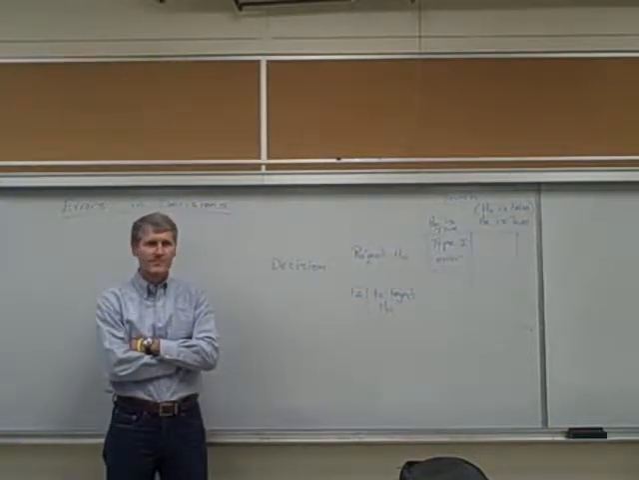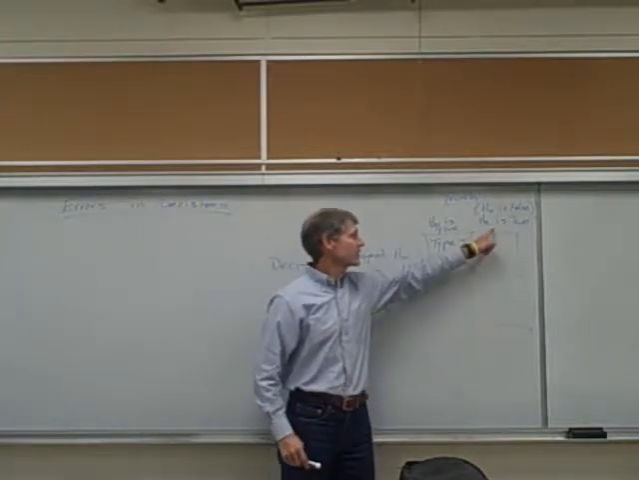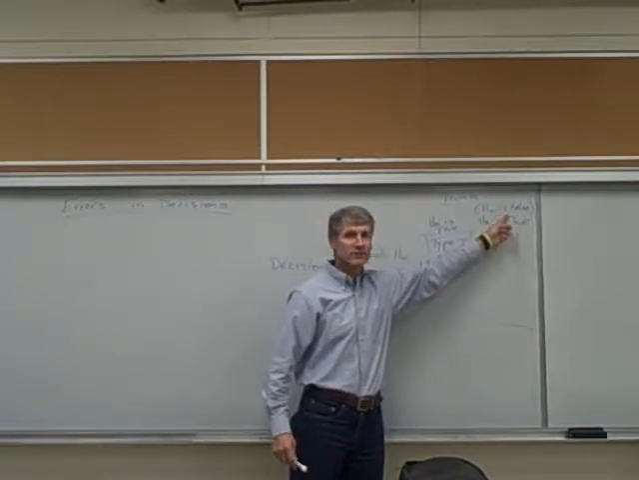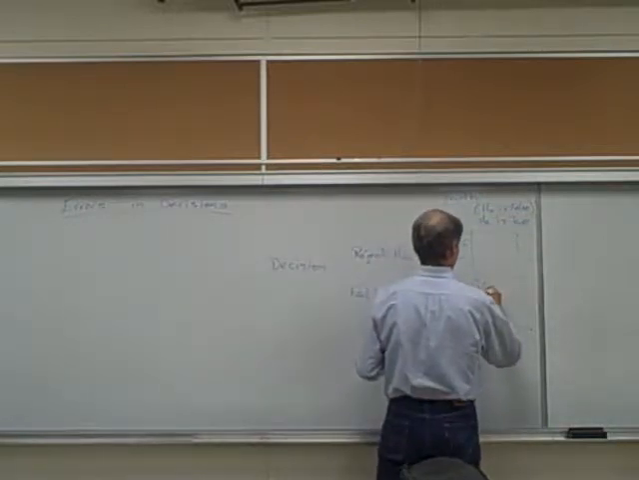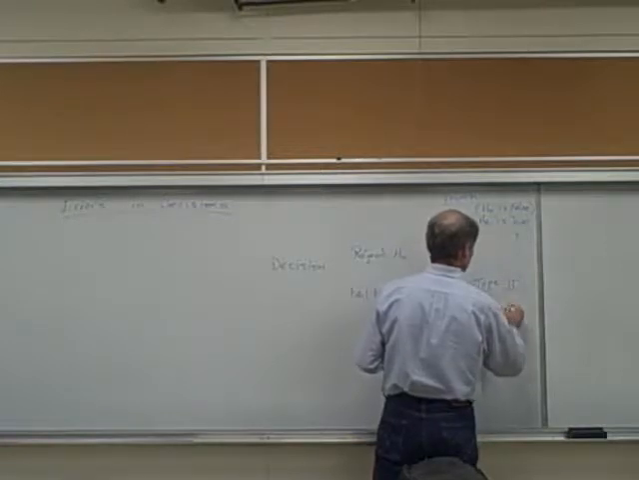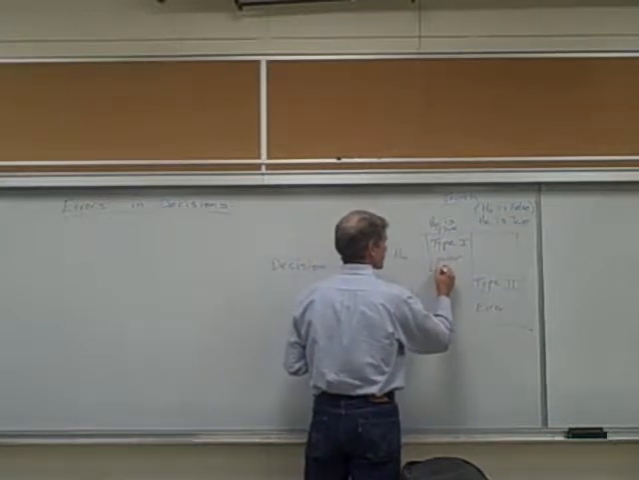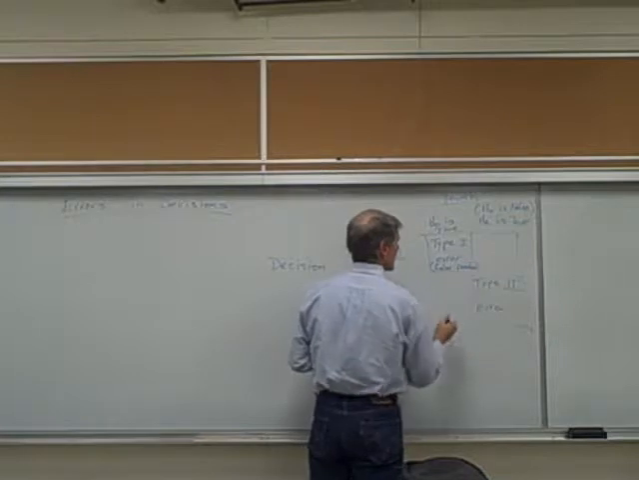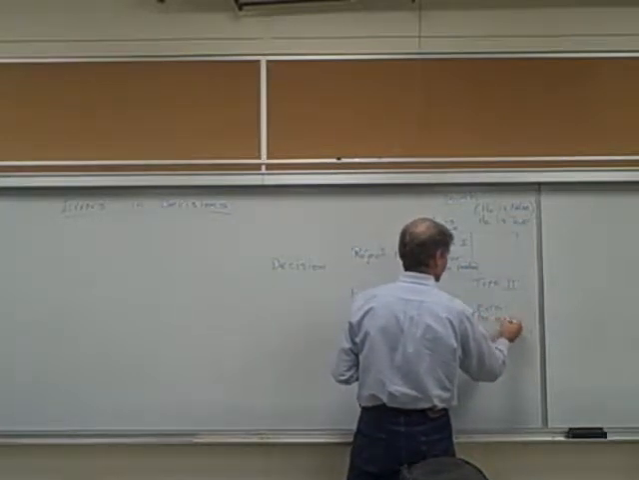Fail to reject it when the alternative is actually true. If you fail to reject the null, but the alternative is true, or in other words, the null is false, but you fail to reject it, then that's an error. And that's the type 2 error. A type 1 error we refer to as a false positive. And a type 2 error we refer to as a false negative.